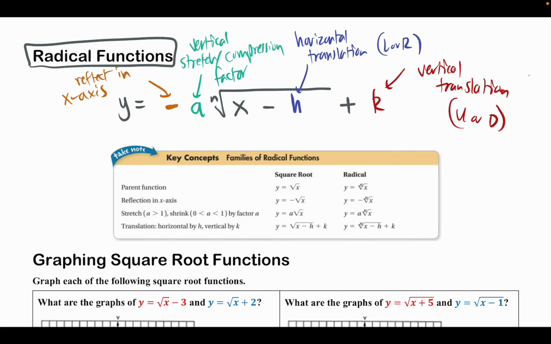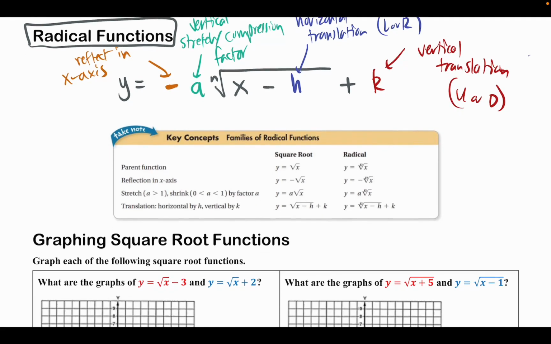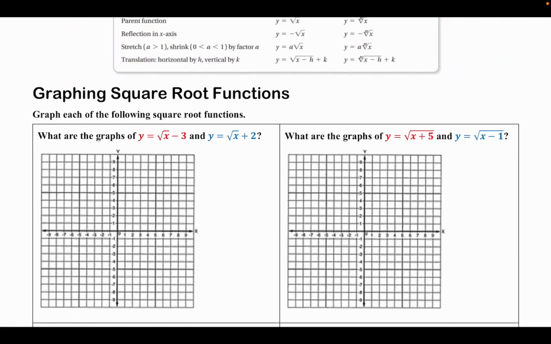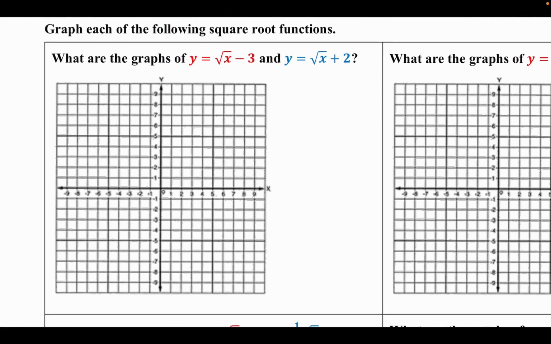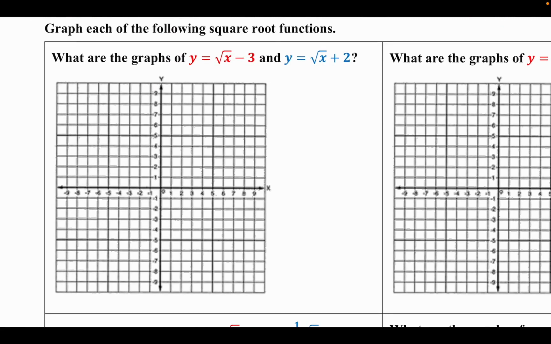So those are all the things that we're going to see in combinations. I'm just going to break that apart in terms of the individual transformations first, and then we'll look at examples that mix all that stuff together. So I'm going to focus on these first couple examples right here, where we're going to look at what the graphs of y equals the square root of x minus 3 looks like, and then also what the graph of y equals the square root of x plus 2 looks like.